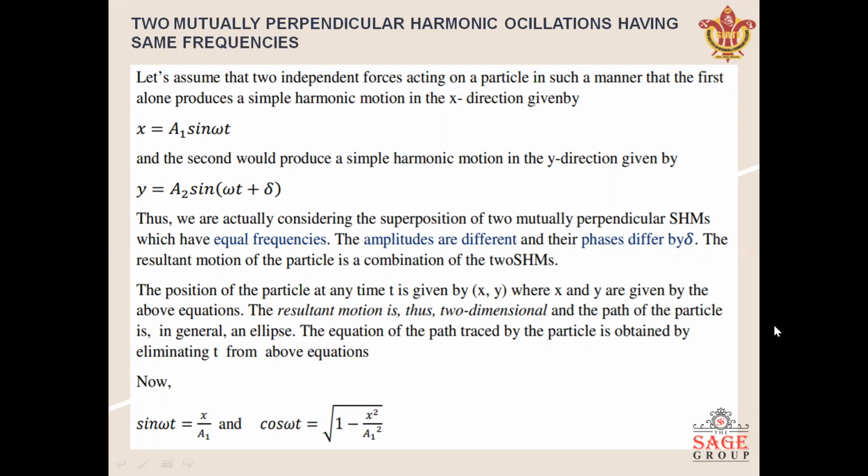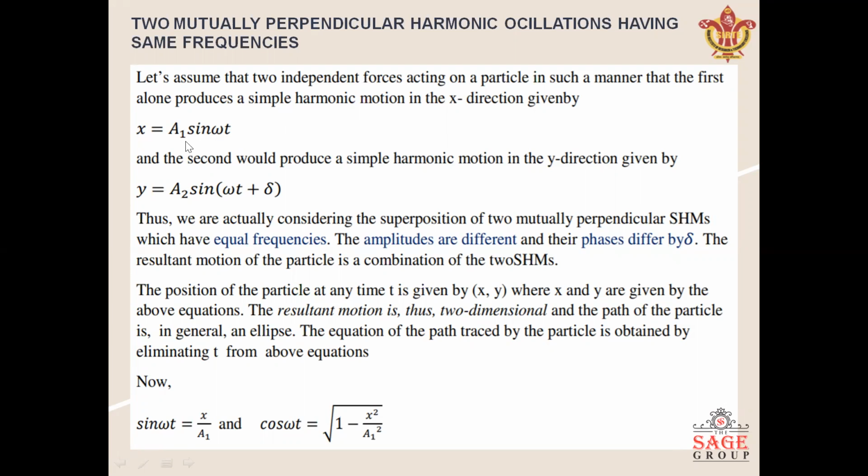So to define the practical case, let us assume that two independent forces act on a particle in such a manner that the first alone produces a simple harmonic motion in the x direction, and this is given by x is equal to a1 sine omega t. So we have already assumed that there is a simple harmonic motion of the particle in x direction, and this motion is represented by equation a1.